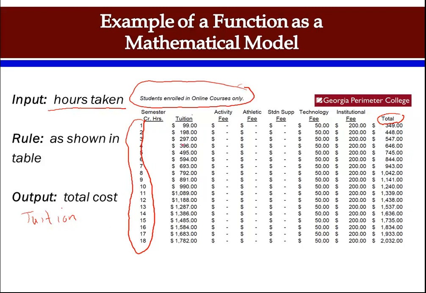The rule for the function is indicated here along the way. You can see that for 1 hour, it's $99 plus $250. There's a flat technology fee, a flat institutional fee each time. So it's the cost of the hours plus these fees. And it turns out that the cost of tuition, based on the number of hours x taken, is a pretty easy function to write if you're just taking online classes. And that is $99 per semester hour plus $250. Now, this is assuming that you're an in-state student.